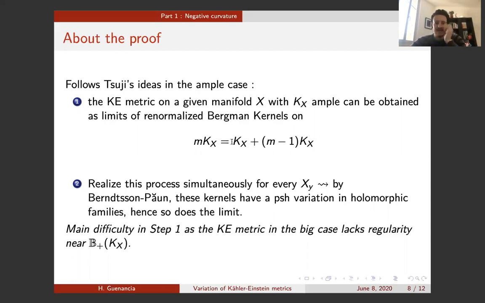Okay, so that's it for now. That's all for part one about negative curvature Kähler-Einstein metrics.